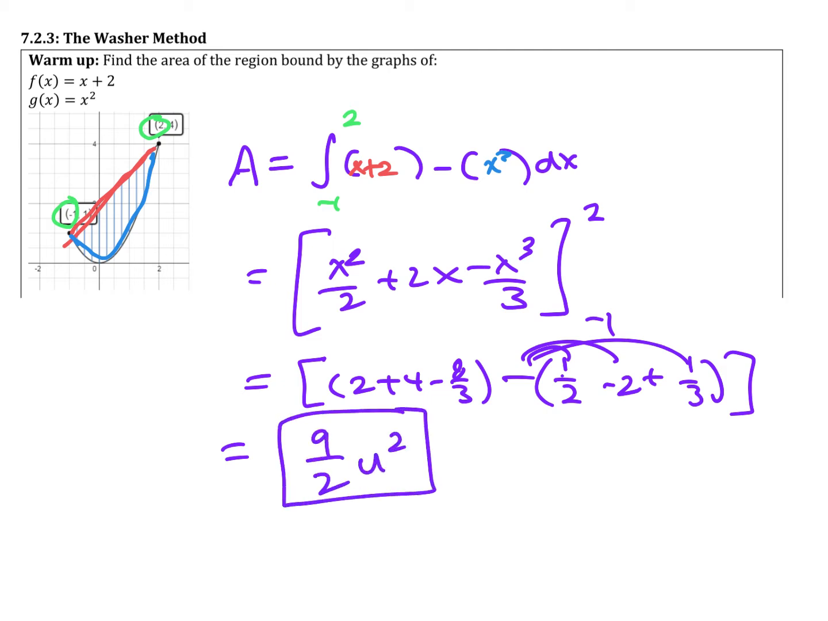So this is a review of what we covered in 7.1, finding the area between two curves. But what if we wanted to take this same area that we're looking at and talk about rotating it around the x-axis to create volume? So let's clear some space so we can think about this.